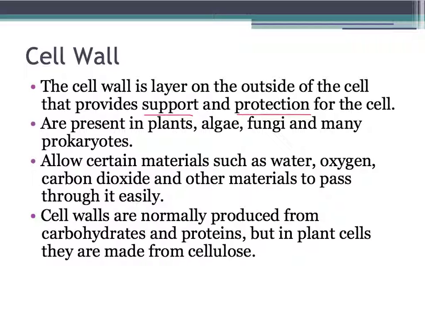Cell walls can also allow certain materials such as water, oxygen, carbon dioxide, and other things to pass through easily. Its focus is not on regulating what comes in and out, but it does allow for certain things to go in pretty freely. Cell walls are normally produced from carbohydrates and proteins. However, in plant cells, they're made from cellulose.